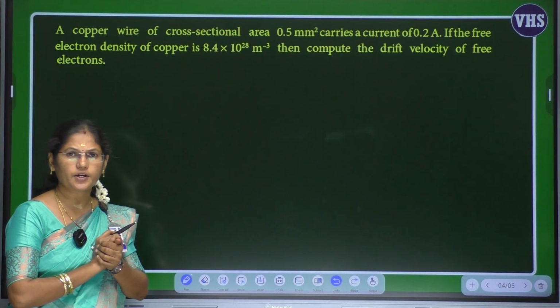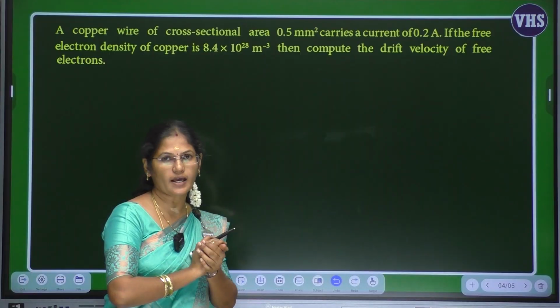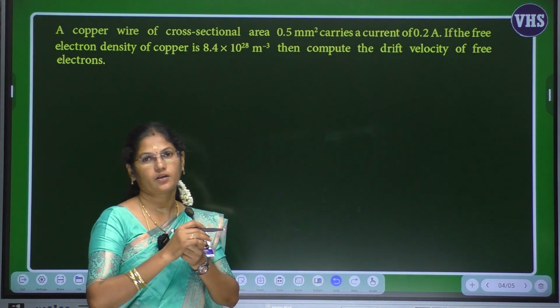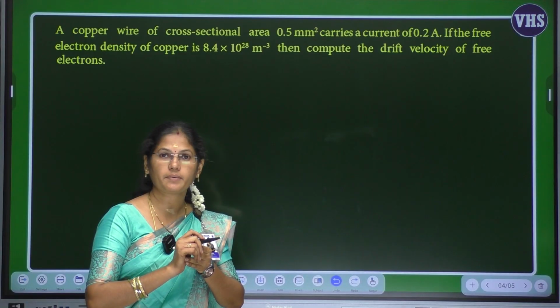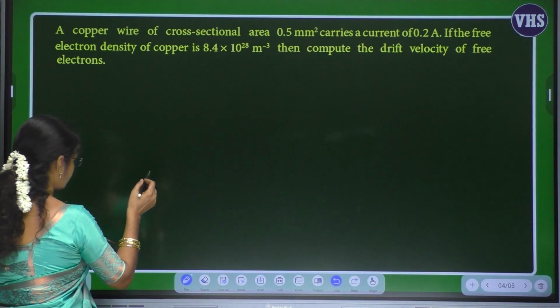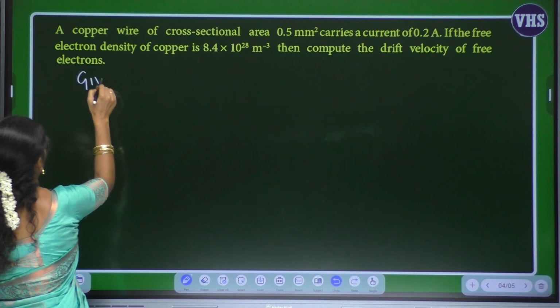சோ நமக்கு ஆல்ரெடி தெரியும் current க்கும் drift velocity க்கும் என்ன ரிலேஷன், that is I is equal to neAVd. Okay, so இந்த ஃபார்முலா வச்சு நம்ம drift velocity வந்து ஃபைண்ட் பண்ணலாம். So first you write the given value. So what are the given datas?